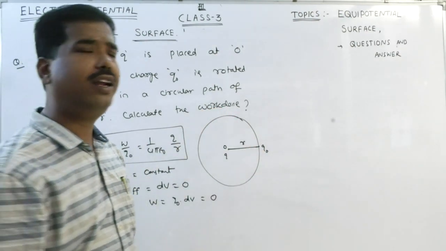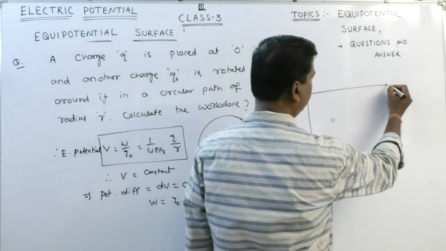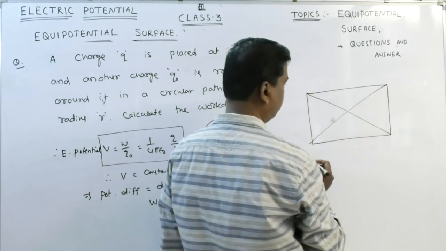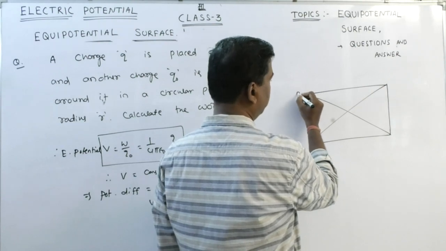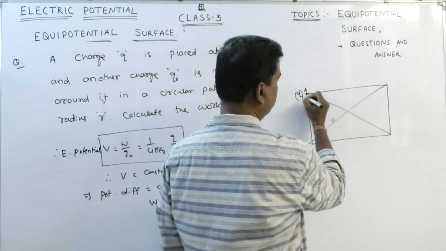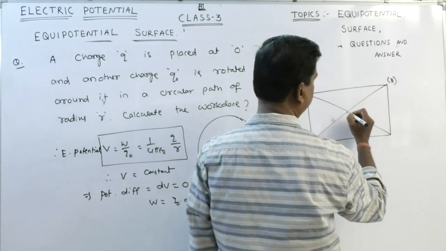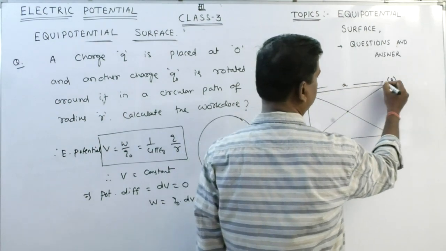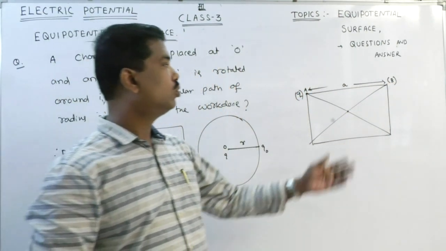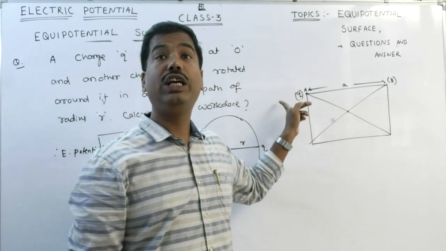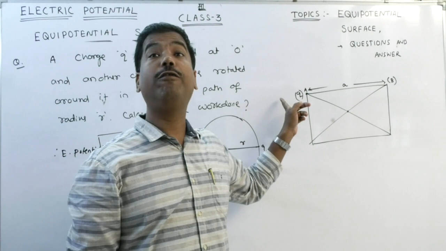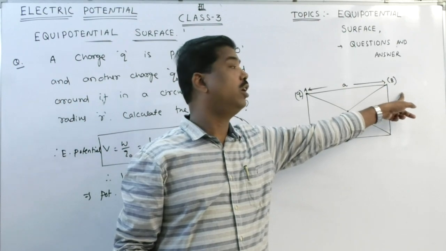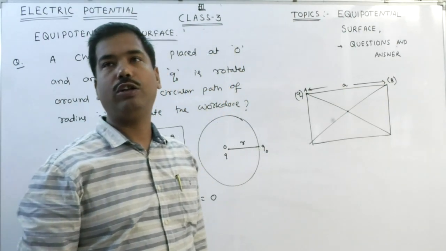Similar questions arise in the last one. The question is that a charge Q is moved from one corner of a rectangular sheet to another corner of the rectangular sheet. What is the amount of work done?